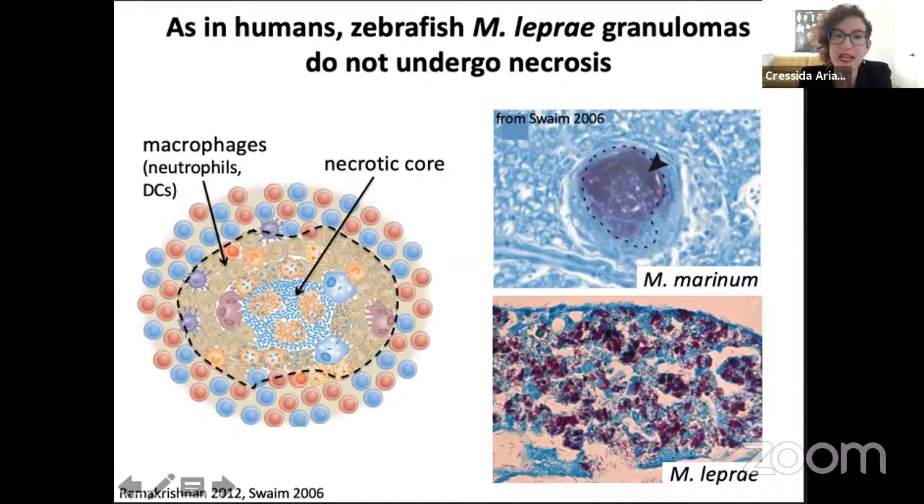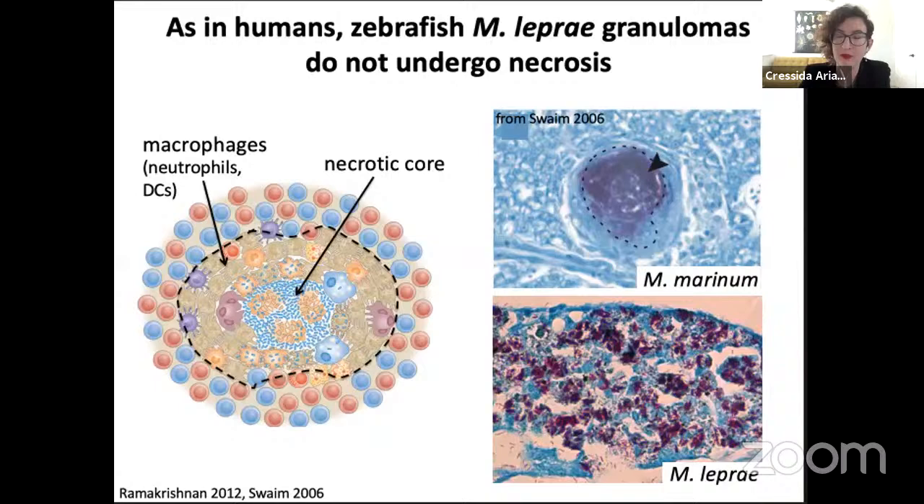Importantly, that doesn't happen with M. leprae, and we don't see that happening in zebrafish infected with M. leprae either. And so that suggests that at least these early responses to M. leprae in terms of adaptive and innate immunity can be similar between humans and zebrafish infected with M. leprae.